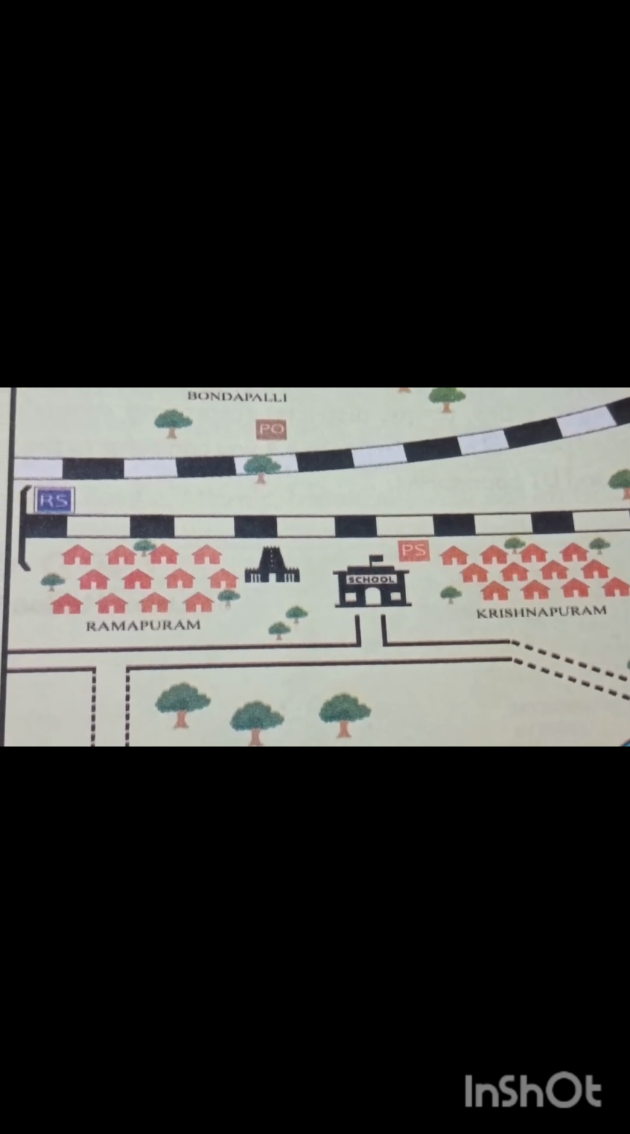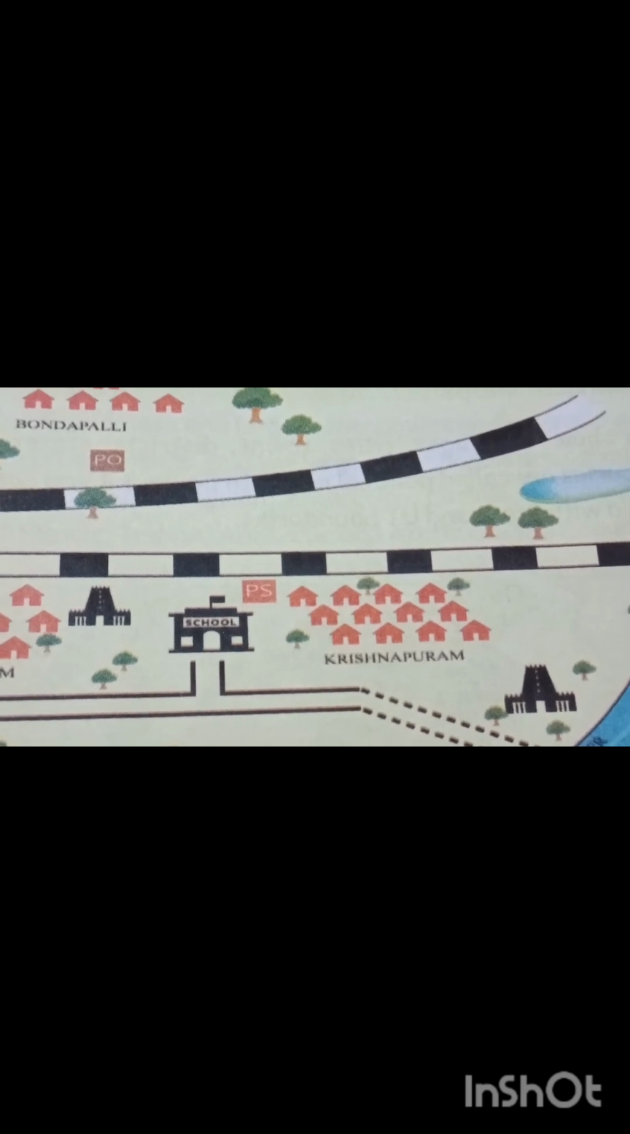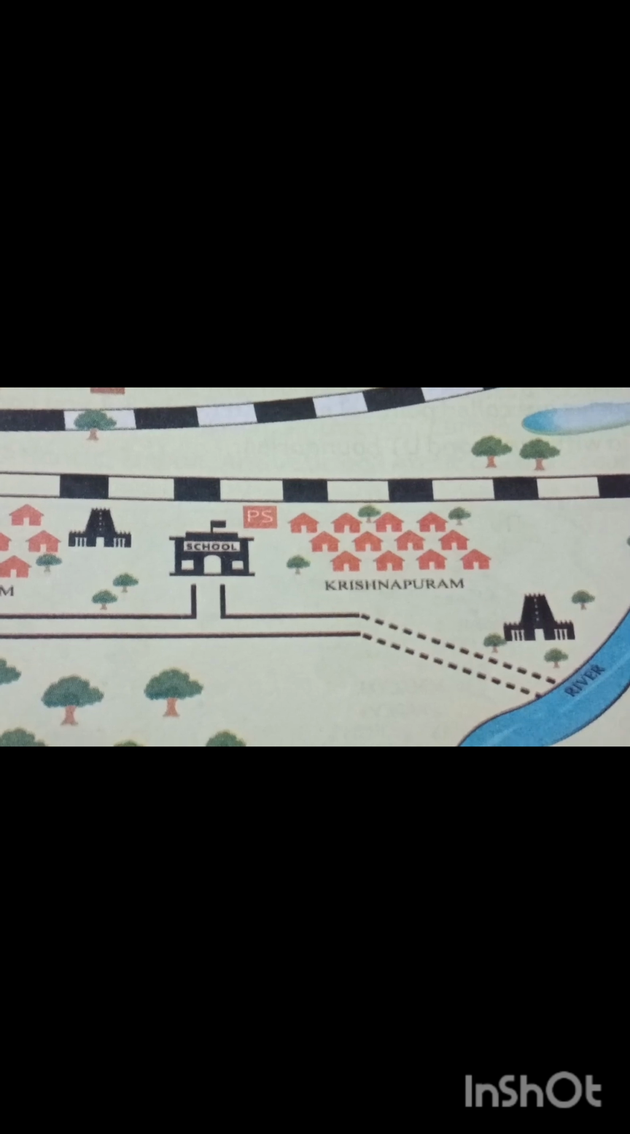And if you observe, railway station RS is there, and some houses in the village called Ramapuram, and one of the temple we can see there, and school also we can see there, and PS police station also we can see here, and Krishnapuram village also we can see here, and one of the temple also we can see here on the banks of the river. And the dotted lines which is showing the Kacha road also we can see here.